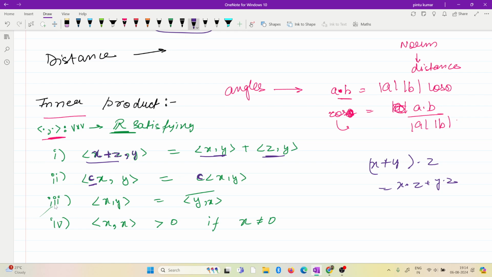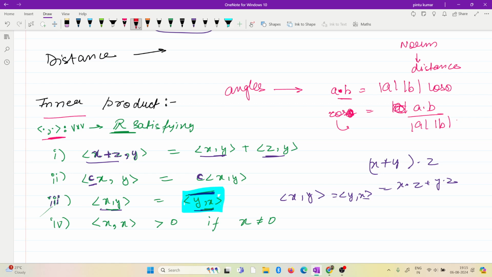This third property is slightly intuitive. Let's see how. If you have inner product between x and y, and you have inner product between y and x, then they are complex conjugates of each other. If you are dealing with real numbers, this will be the same, so you need not worry about it. But many times you have complex numbers involved. That's why this property comes into the picture. You should remember this.